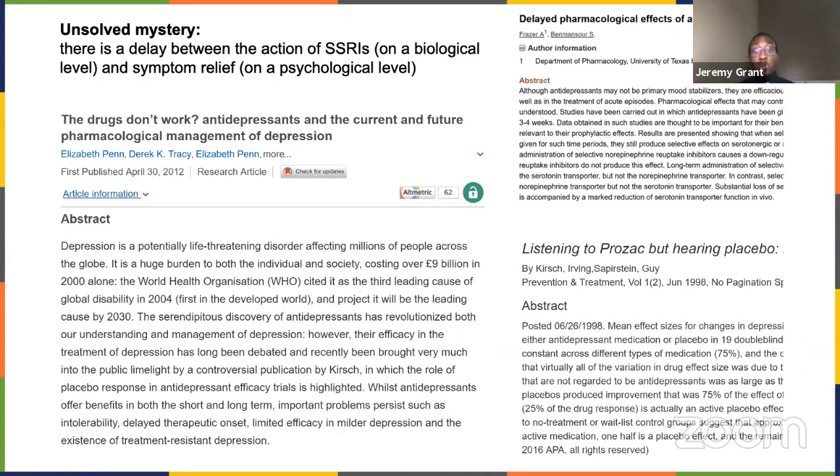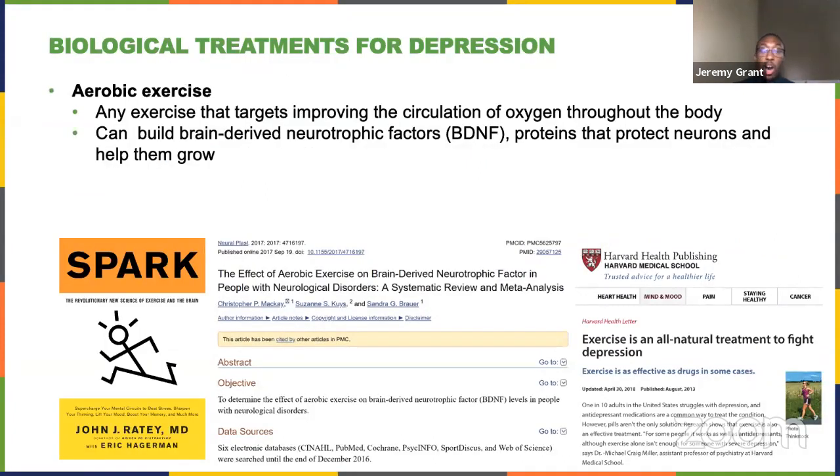And so in conclusion, we know that biological mechanisms such as SSRIs aren't the only things that contribute to someone's depression. Other alternatives besides medication is using aerobic exercise. We know that any exercise that targets improving the circulation of oxygen throughout the body, particularly the brain, can really help with all kinds of psychological disorders, including depression. Particularly exercises that challenge spatial awareness, balance, and motor coordination are really effective for helping improve people's mood, as well as improving people's memory and other aspects of cognitive functioning.